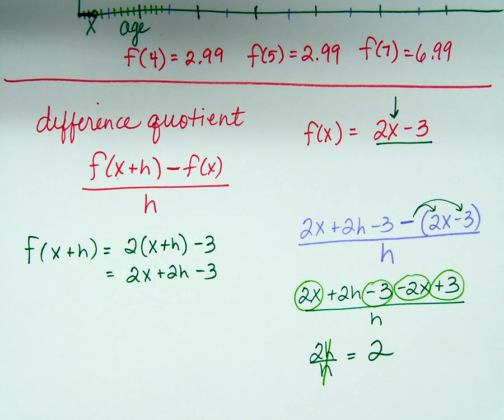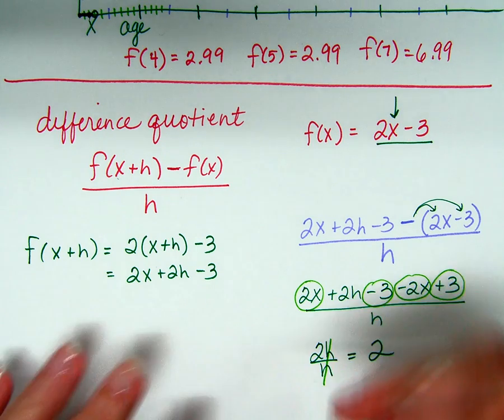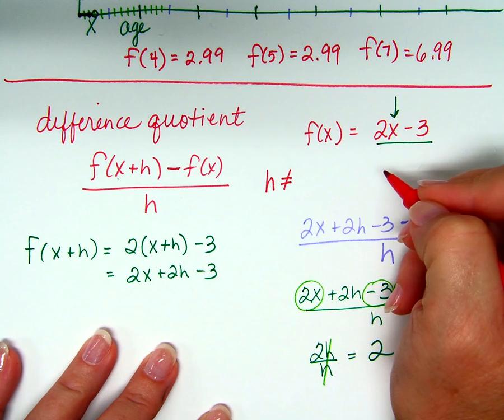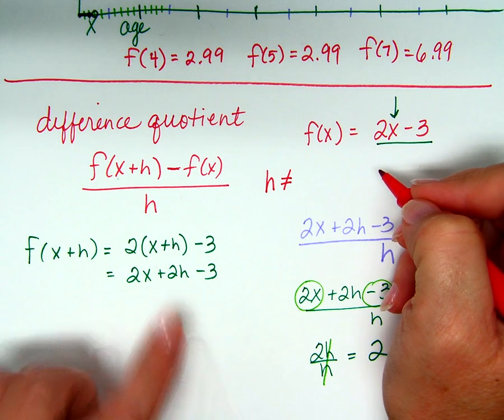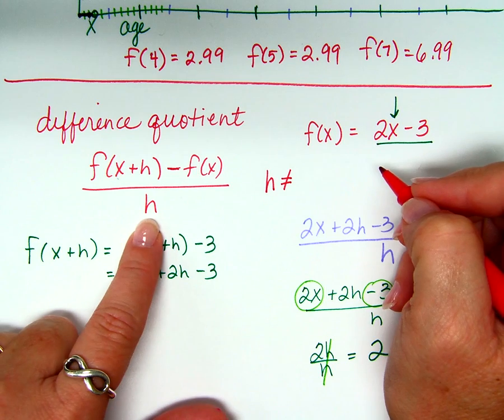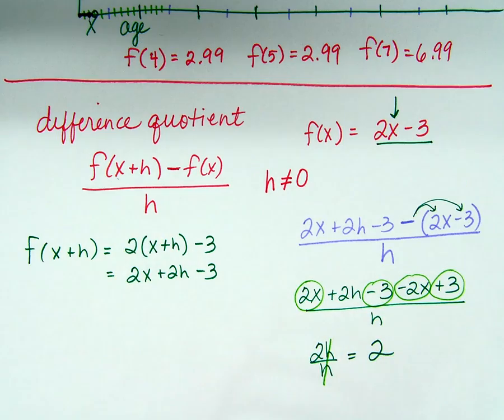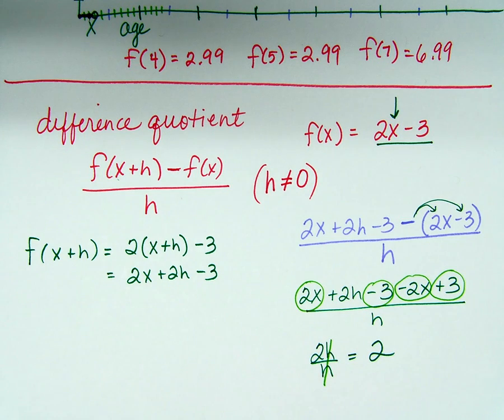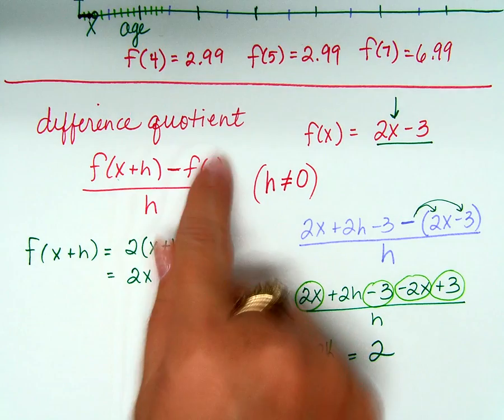Now, the only thing I forgot to tell you about this is we need to talk about h real quick. There's something h is not allowed to be. Can you tell me what it is? It can be a negative. 0. H can't be 0. That's just kind of an aside, just making sure you realize h can't be 0. But that's finding the difference quotient.